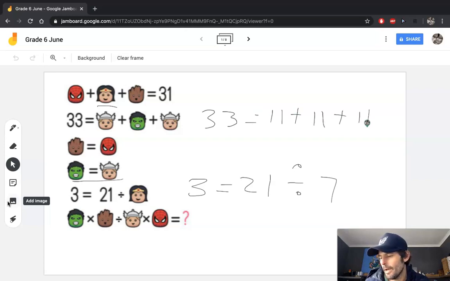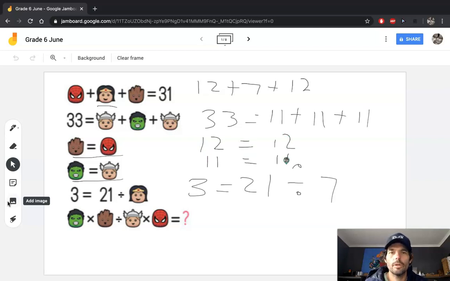Okay, I know that Groot and Spider-Man are equal, so if I go to the top line, and I know Wonder Woman is 7, 31 minus 7 is 24. That means Spider-Man is 12 and Groot is 12. Okay, so 12 add 7 add 12 gives me 31. So let's just fill in that these two guys are 12 and these two guys are 11.